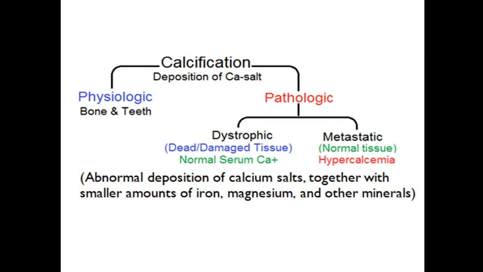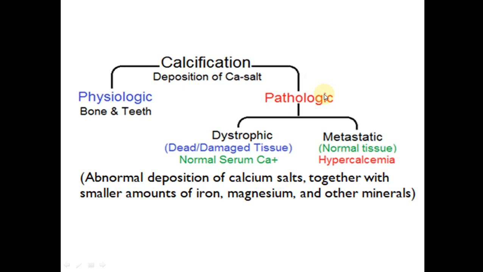So, calcification is the deposition of calcium salts. Pathologically, we can define pathologic calcification as abnormal deposition of calcium salts together with small amounts of iron, magnesium, and other minerals. Physiologically, calcification occurs for the development of bone and teeth, and calcium is needed for many cellular biological processes, but pathologically, if there is abnormal or excess deposition of calcium in the tissue, we refer to it as pathologic calcification.